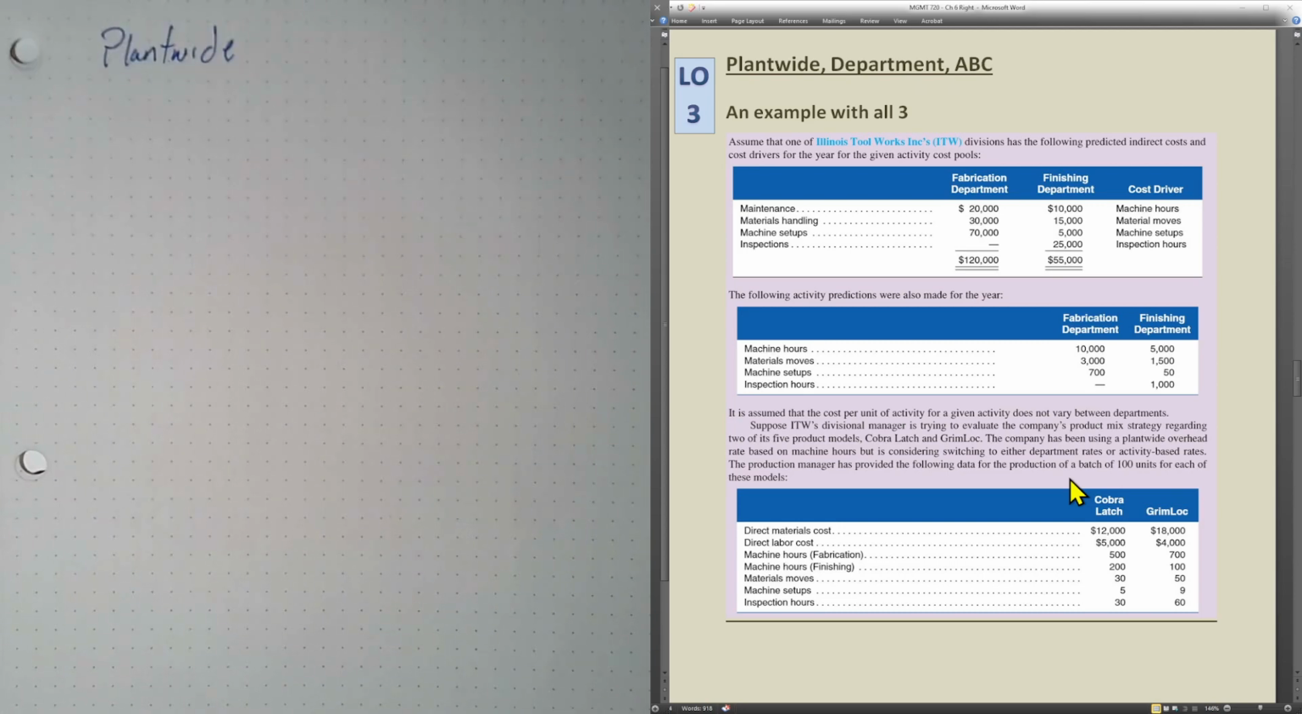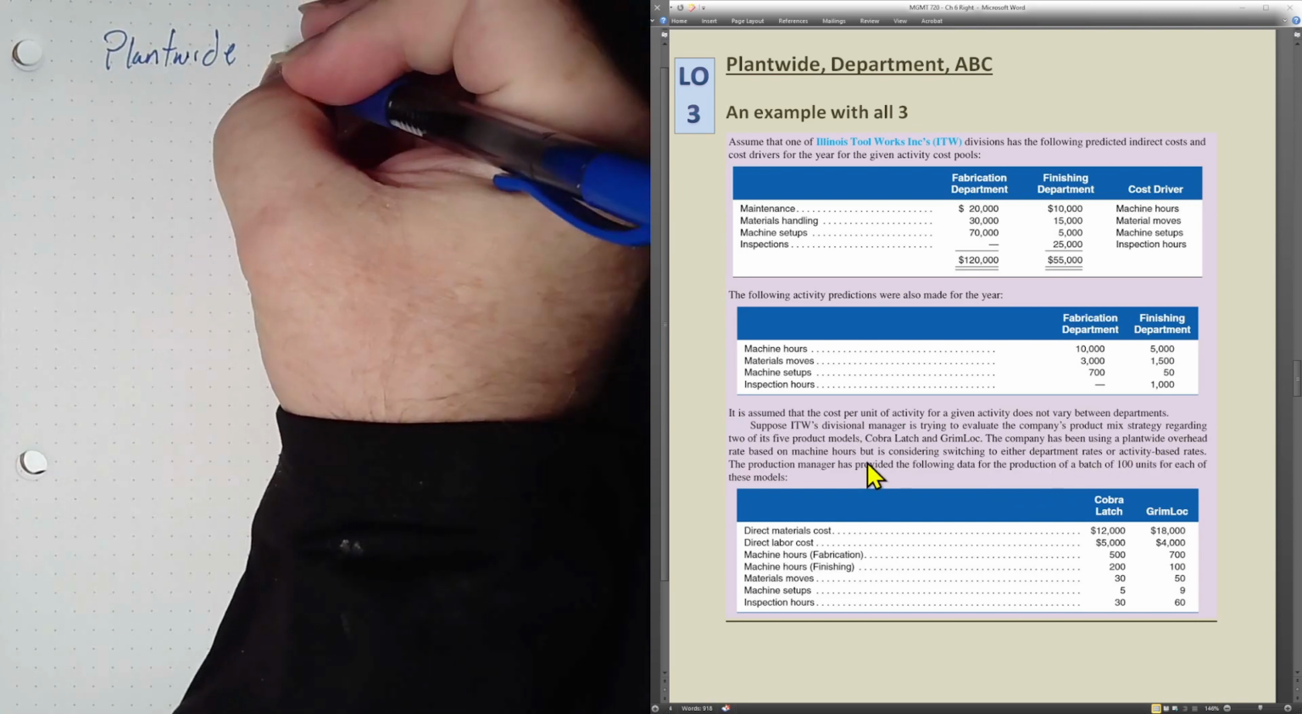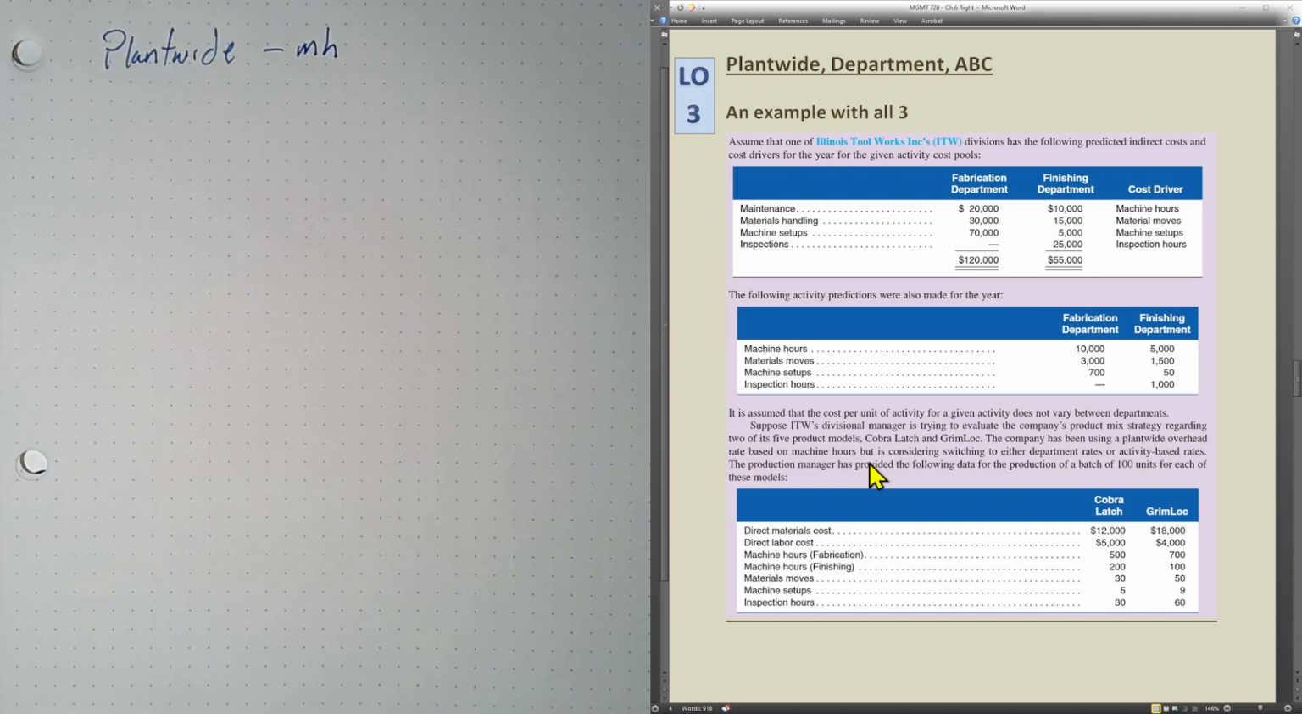Now remember, plant-wide uses one cost driver. Remember we had soy milk and oat milk, but it was just machine hours. Well, here's the same thing. It's assumed the cost per unit of activity is given between departments. They want to evaluate their product mix strategy regarding 2 of its 5 products. The company has been using a plant-wide overhead rate based upon machine hours, but is considering switching to either a department rate, because we've got 2 departments, fabrication and finishing, or a complete full-on activity-based rate.